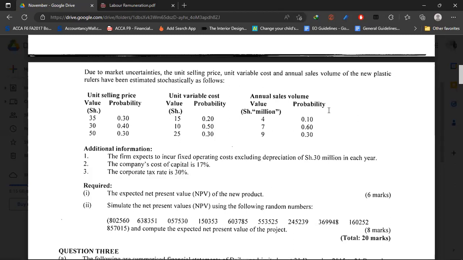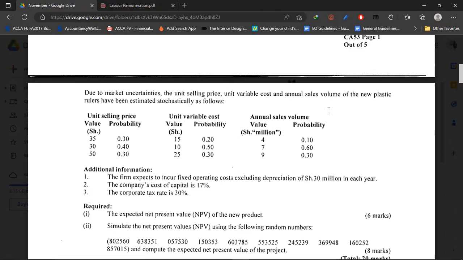Thank you so much. I just want to start by looking at requirement part 1, where the examiner is asking us to calculate the NPV of the project. For the NPV of the project, we have to look at the initial outlay. We normally follow 3 steps. Number 1, the initial outlay.